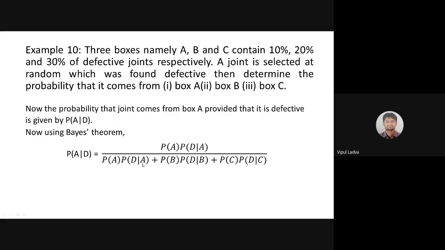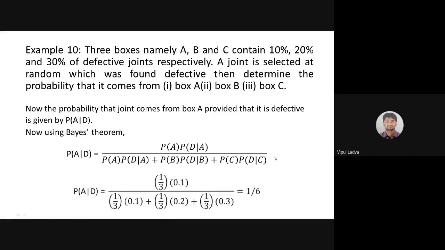We have D with respect to A, P of B, D with respect to B. We have all the data. Let me put all that. So solving all that, with simple addition, subtraction, multiplication, whatever answer comes, that will be 1 by 6. So this is the answer that a randomly selected joint is defective and it is from box A.